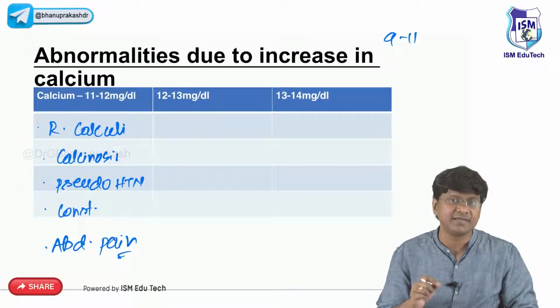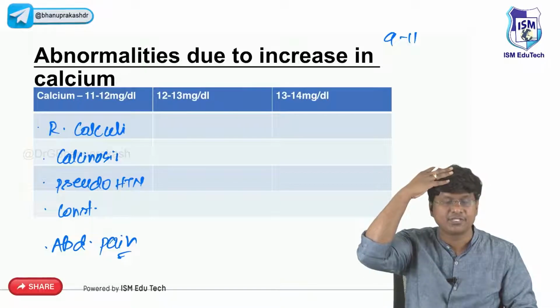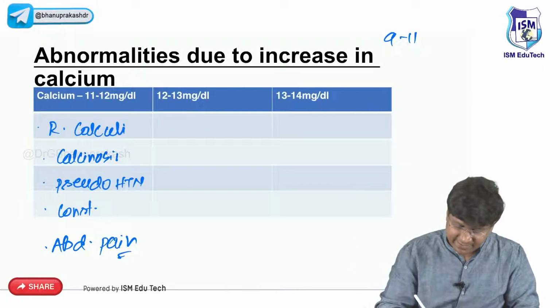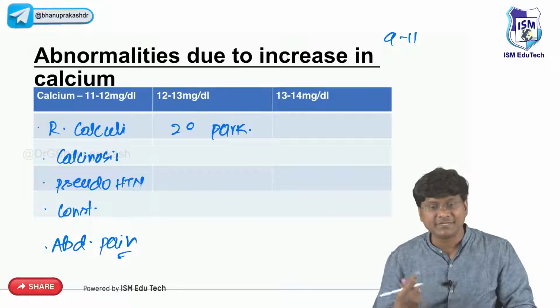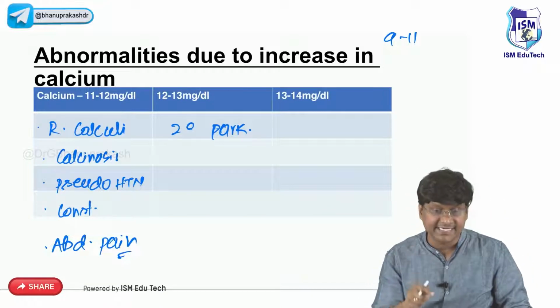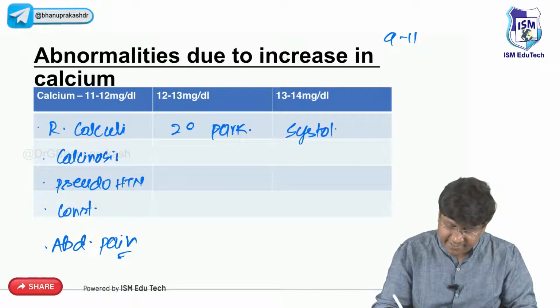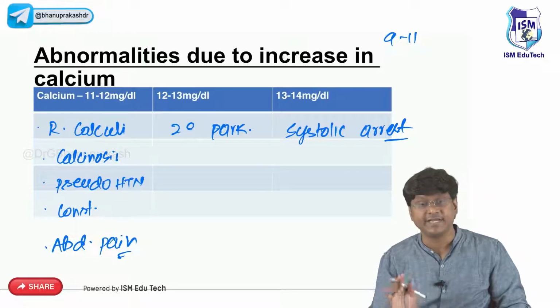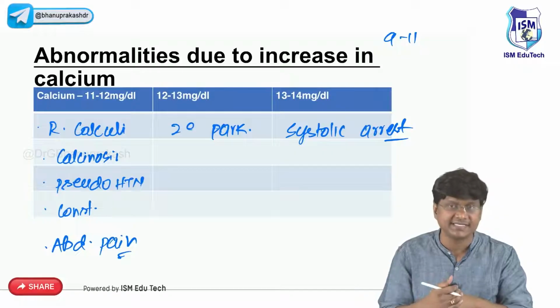When the calcium levels are between 12 to 13, the calcium will cross the blood-brain barrier and deposit within the basal ganglia, resulting in secondary Parkinsonism. When the calcium levels are 13 to 14, that is the point when the individual will have systolic arrest and finally death. So these will be the abnormalities due to increase in the calcium levels.